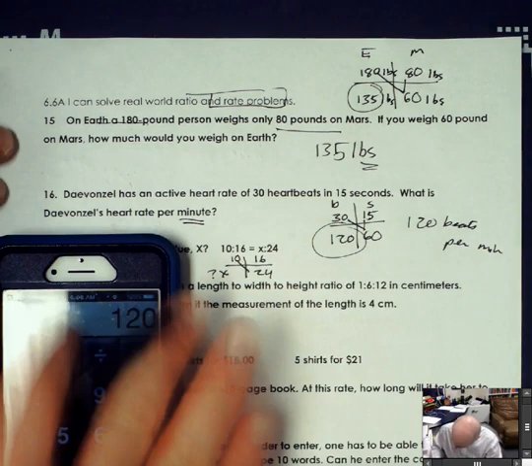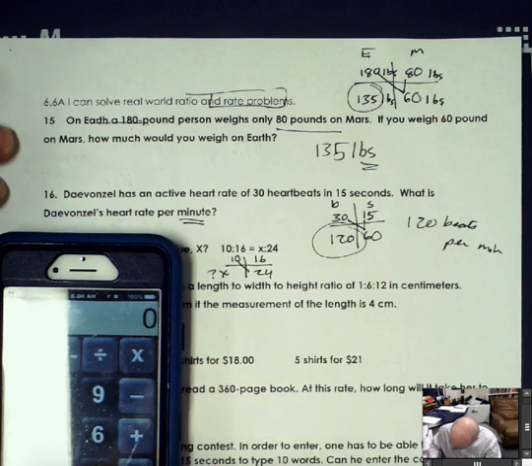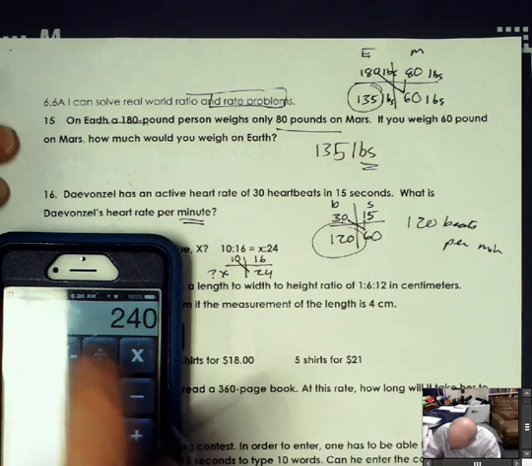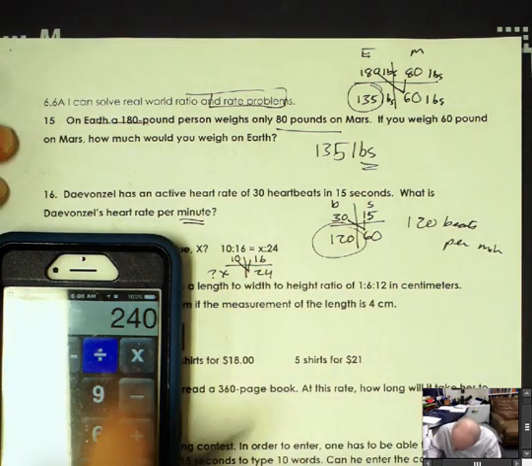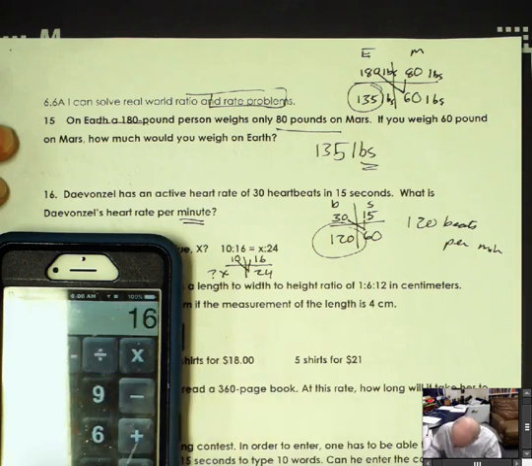So we will multiply diagonally here, 10 times 24. And of course that is 240. And we're going to divide that by 16, our other number. Divide by 16. And we get 15.